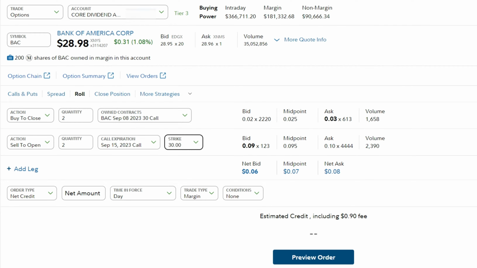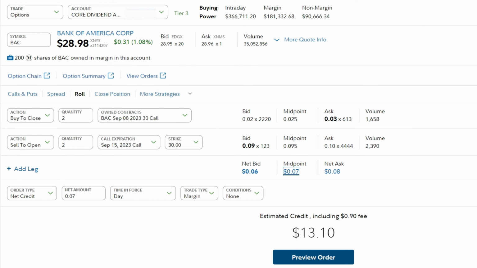And you'll notice that Fidelity automatically nets it out for you. The existing option market price is between 2 and 3 cents per share, and the current market price for the new option for the 15th is between 9 and 10. As a result, you'd be rolling in this situation for a net credit, somewhere between 6, 7, and 8 cents per share. If you click on, let's say, the midpoint right here, it will automatically fill in for you 7 cents.